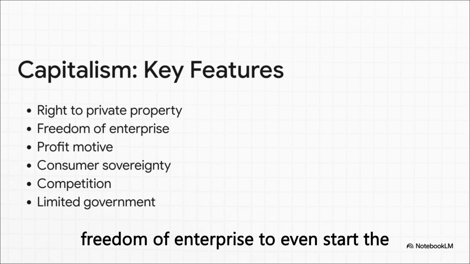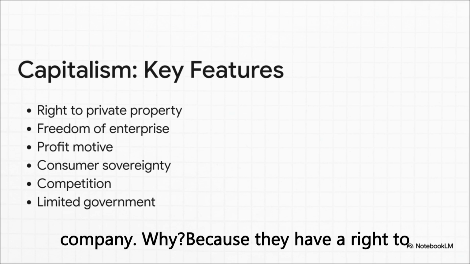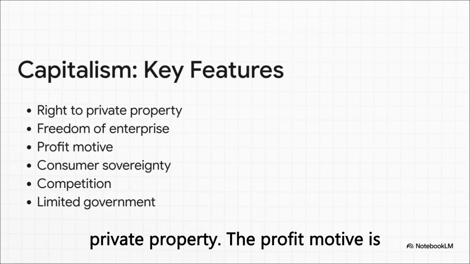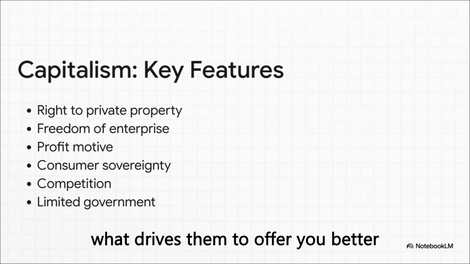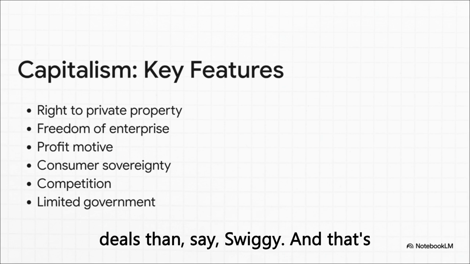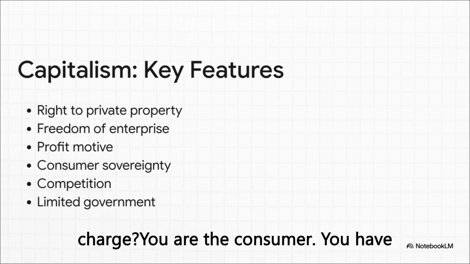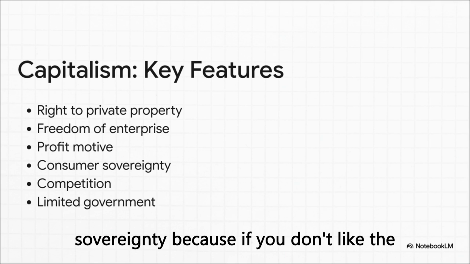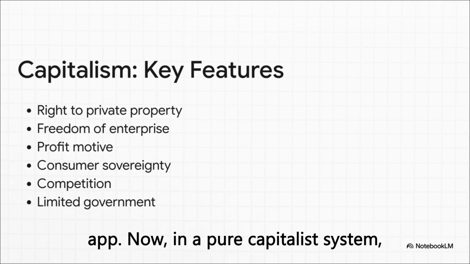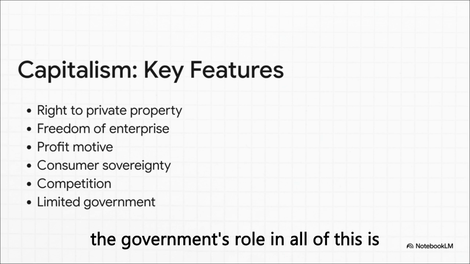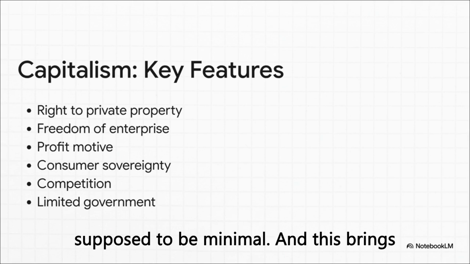The founders had the freedom of enterprise to even start the company. Why? Because they have a right to private property. The profit motive is what drives them to offer you better deals than, say, Swiggy, and that's competition. But ultimately, who's in charge? You are, the consumer. You have sovereignty, because if you don't like the service, you'll just switch to the other app. Now, in a pure capitalist system, the government's role in all of this is supposed to be minimal.